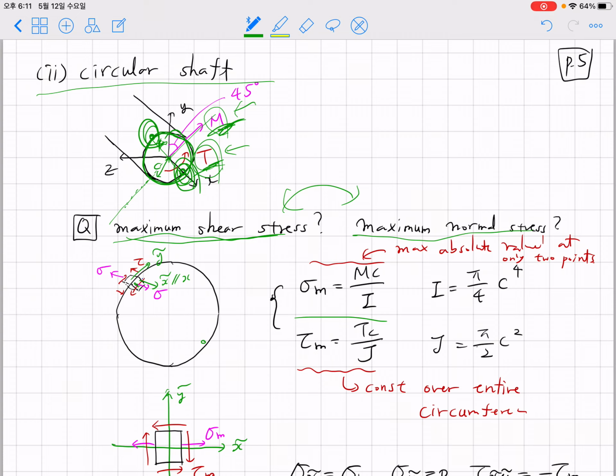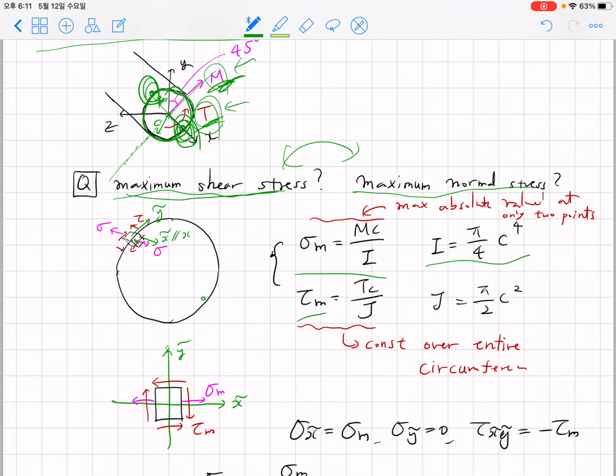And what is the sigma x maximum at these 2 points here and there? So the maximum sigma from our previous lecture is given as Mc over I, and I for the circular cross section is given as pi over 4 c to the 4th power, and the tau due to this torsion T is given as Tc over J, and here J, the polar moment of inertia, is given as pi over 2 c to the 4th power. Okay, so sigma is maximum at these 2 locations, and tau is maximum along the entire outer radius.